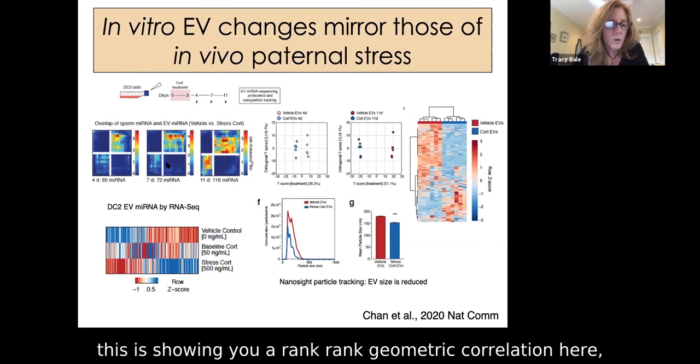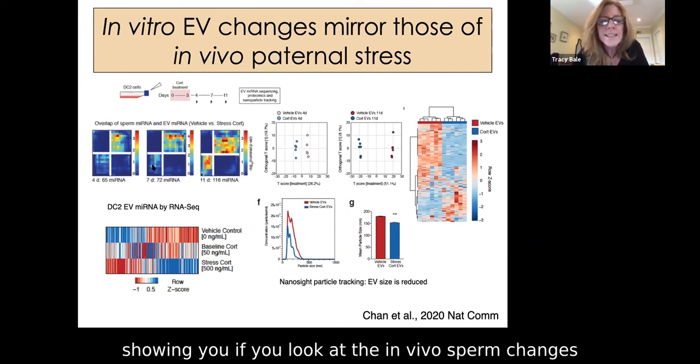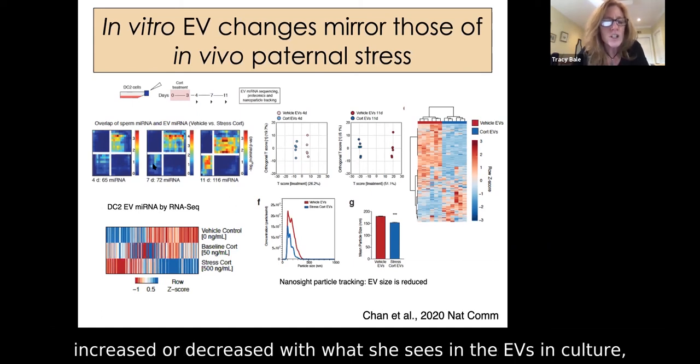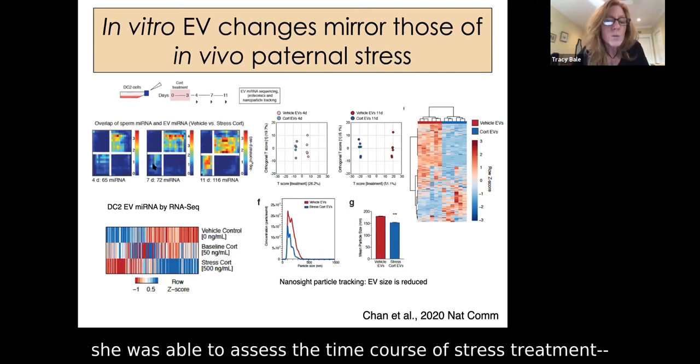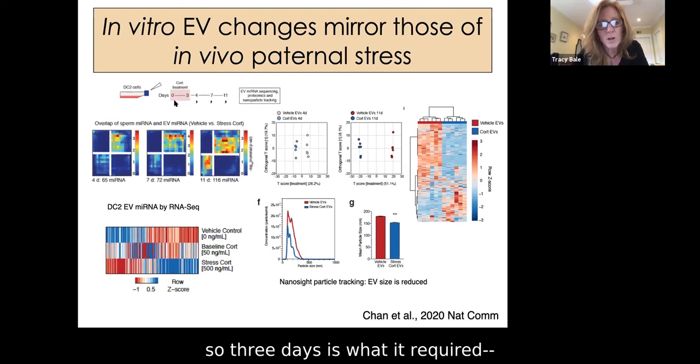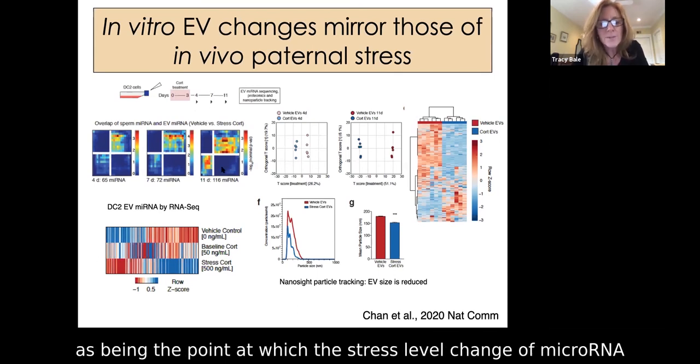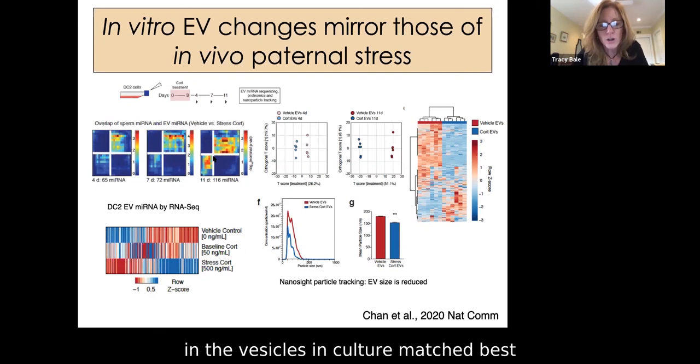a rank geometric correlation here, showing you if you look at the in vivo sperm changes in microRNA and correlate them with the changes being increased or decreased with what she sees in the EVs in culture, she was able to assess the time course of stress treatment, so 3 days is what it required, and the time course post-stress end, so 3 changes of media and 8 days later, as being the point at which the stress level change of microRNA in the vesicles and culture matched best with that of the sperm in vivo.